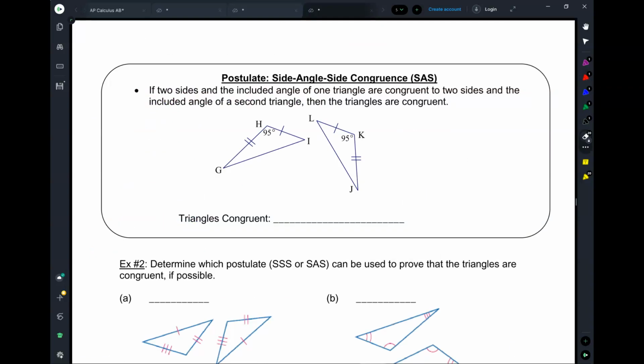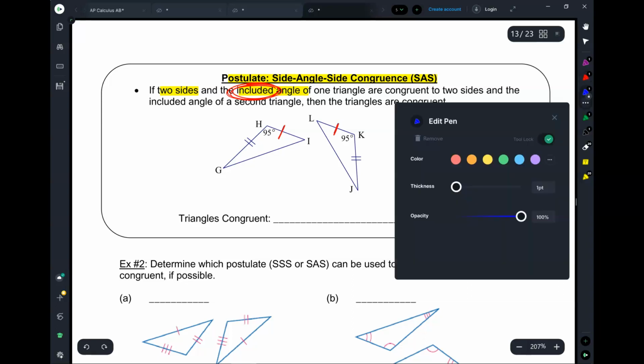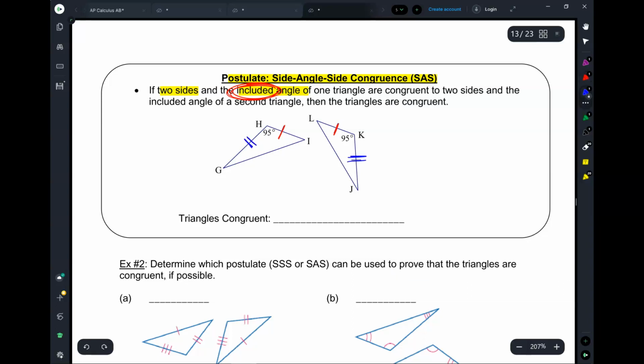So this next postulate is called the side angle side postulate, or SAS. Now, here's how this works. If two sides and the included angle of one triangle are congruent to the two sides and the included angle of the other, then these are congruent. So take a look. This side is congruent to this side.